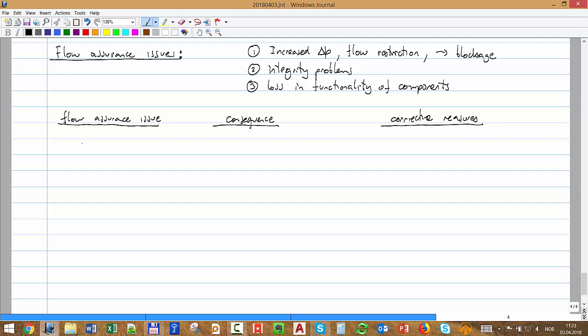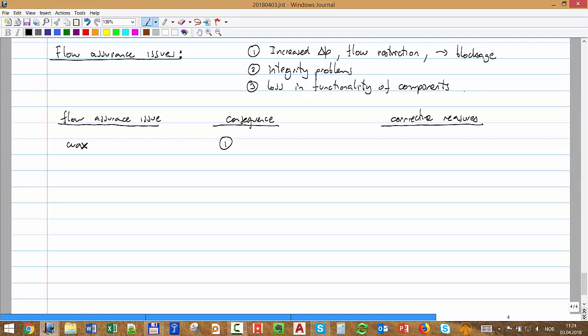Okay, so first, let's talk about the ones that we have discussed before. Wax. The consequence is mainly number one. Remember, the cross section of the pipe is reduced. You have this precipitation and deposition of wax on the pipe wall, and you have an exercise on that. That's due to the temperature being reduced below a certain level, so these long alkane chains start to precipitate out of the oil. That can cause increased delta P, flow restriction, and ultimately lead to blockage.